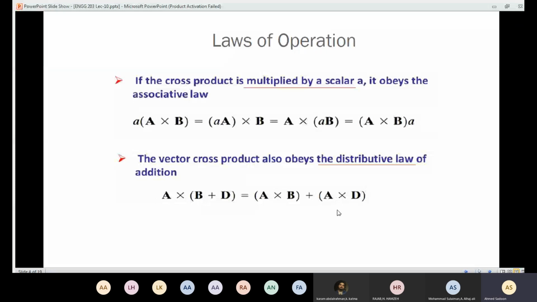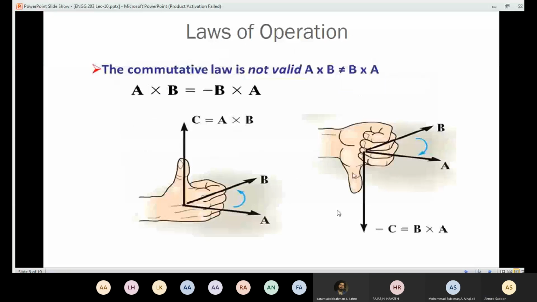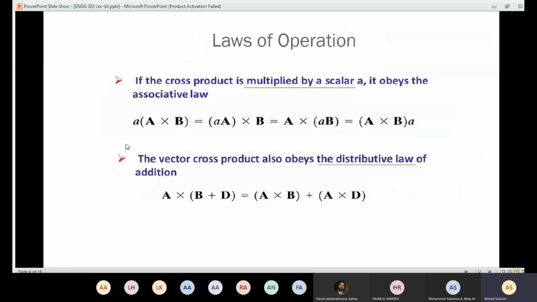So we have 3 points in order to deal with the cross product. The first one, the commutative law is not valid. The second point, I can use the associative law. The third point, I can use the distributive law.